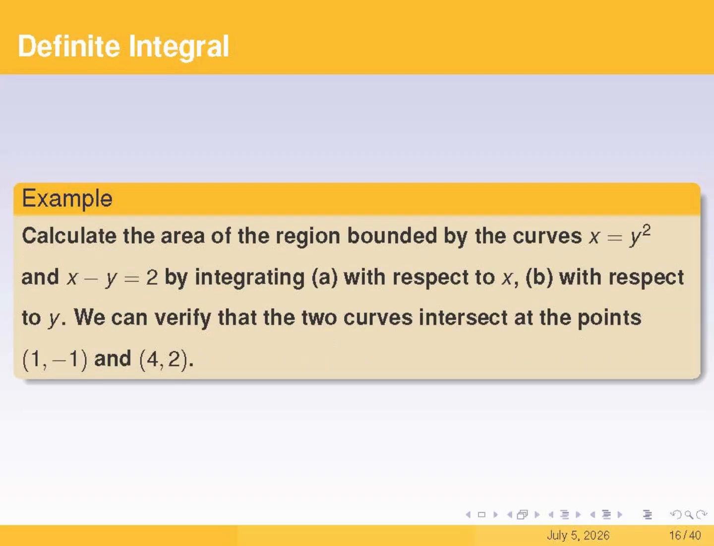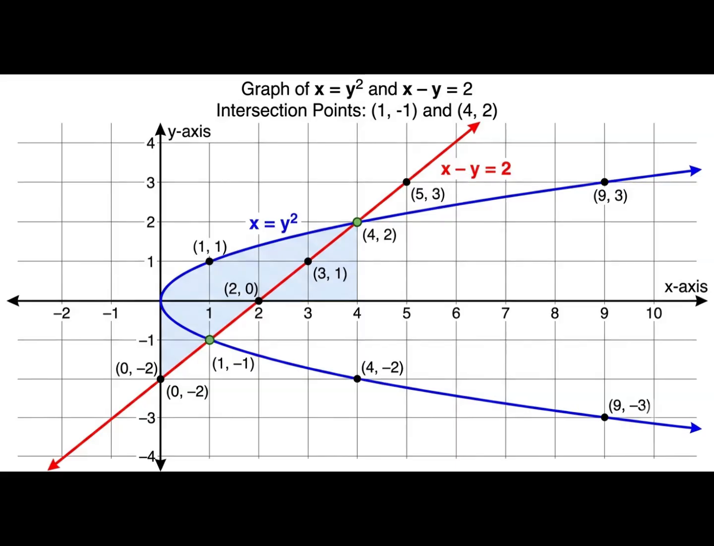In this example, we want to find the area of the region bounded by the curve x equals y squared, and the line x minus y equals 2, just like you see in the diagram. We're going to show you two different ways to calculate this area, one integrating with respect to x, and the other with respect to y. First, let's find where the two curves cross. By solving the system of equations, we get our two intersection points at (1, -1) and (4, 2). The graph is shown right below. Check the diagram.